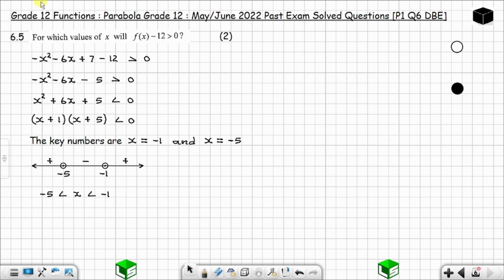So for which values of x will f of x minus 12 be greater than 0? For the values between -5 and -1. You can test this using your calculator. When you take all the values between -5 and -1, you are going to see that the answer will always be greater than 0. You can do that with your calculator. I hope it's clear. So this is how you solve a quadratic inequality.